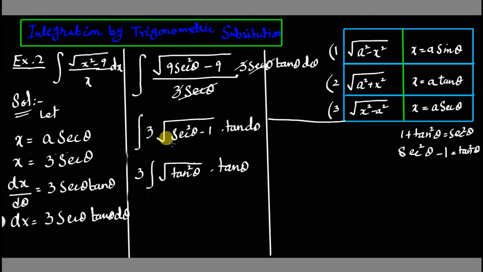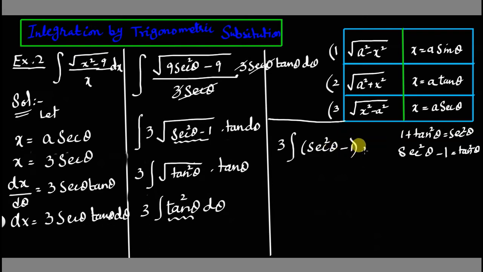So that's why we have replaced secant square theta minus 1 by the tangent square theta. So it will become just tangent square theta after simplification. Now similarly we can replace this tangent square theta by secant square theta minus 1.